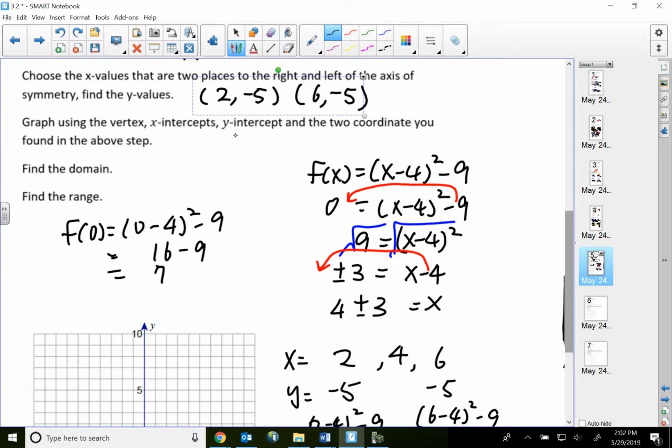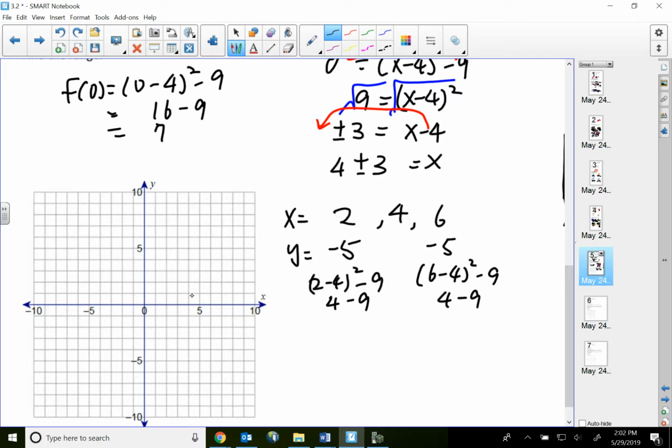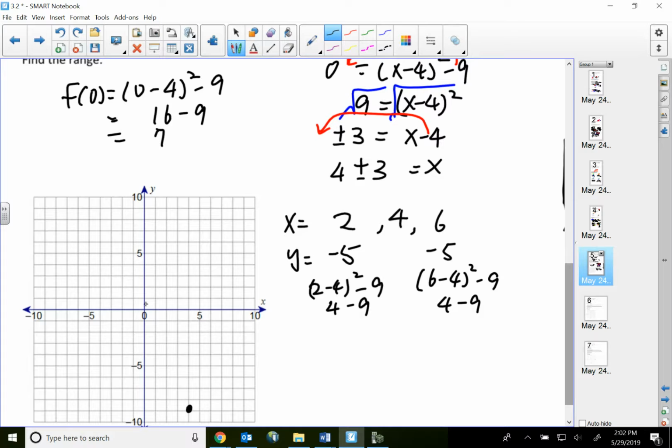Use the vertex, x-intercepts, y-intercept, and the 2 points I just found to graph. So (4, -9): to the right 4, down 9. That will be right here, the bottom of my parabola. X-intercepts (1, 0) and (7, 0). (2, -5) is right here, and (6, -5) is right here. Now I can draw my parabola. Oh, I forgot the y-intercept, (0, 7). Let's make a little bit more accurate picture.